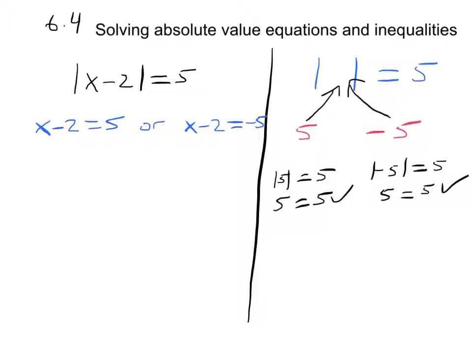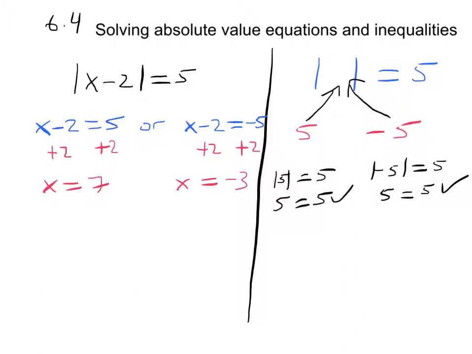But now it's easy. You just solve. Plus 2, plus 2, plus 2. X is equal to 7. Plus 2, plus 2. X is equal to negative 3. And there are my two solutions. Couple of things to watch out for.